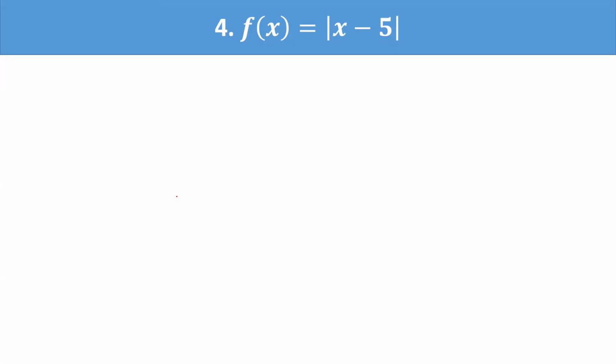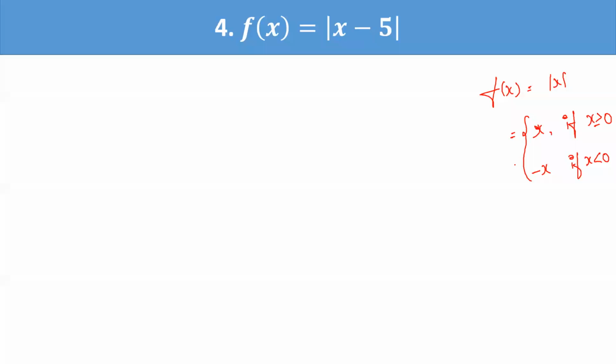How to go about this? In general, if you have f of x is equal to mod x, the definition you will write is: x if x is greater than or equal to 0, correct? It is minus x if x is less than 0, correct?